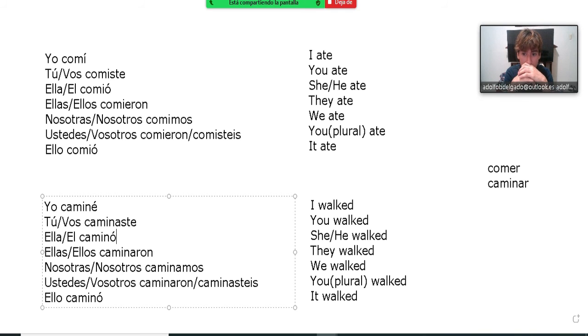Now the next, we have ellas or ellos caminaron. Ellos caminaron. Ellas caminaron. Nosotras or nosotros caminamos. Ustedes or vosotros, well, in this case, ustedes caminaron. And vosotros caminasteis. Vosotros caminasteis. Ello caminó. Ello caminó.